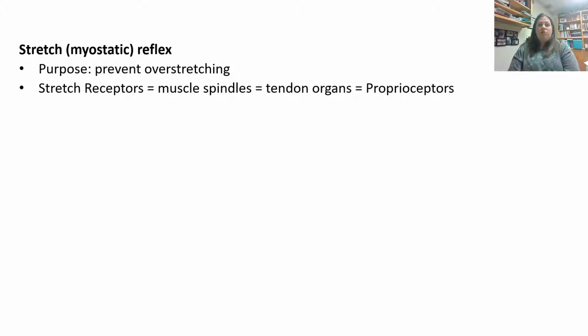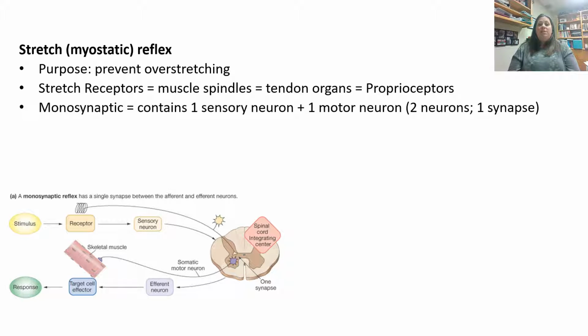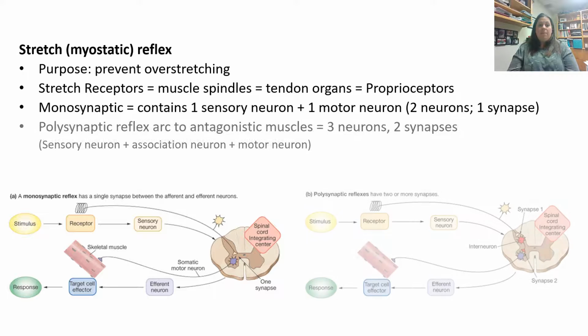So let's talk about a stretch reflex first. This is also known as a myostatic reflex, and the purpose of this reflex is to prevent overstretching. Okay, so it's a stretch receptor in the muscle spindles or the tendon organs, and these are going to help with proprioception, so they are proprioceptors. They are what we call monosynaptic. They contain one sensory neuron and one motor neuron, and they are going to talk directly to each other. So this is going to be 2 neurons with 1 synapse in between, like you see here in this picture. The synapse does take place in the gray matter in the spinal cord in this example.